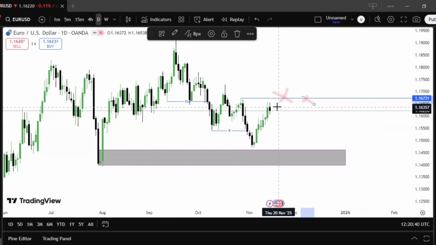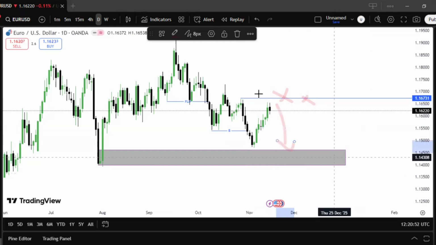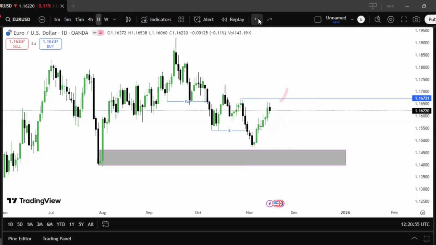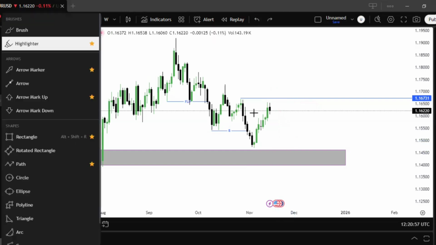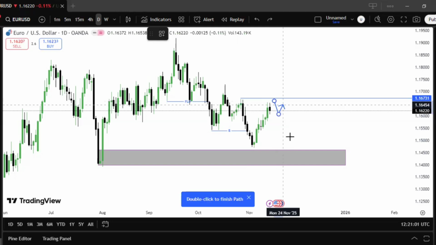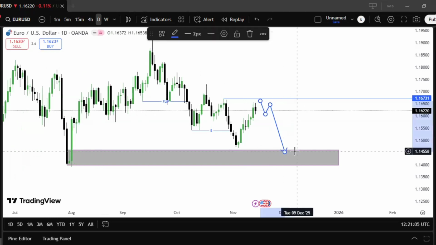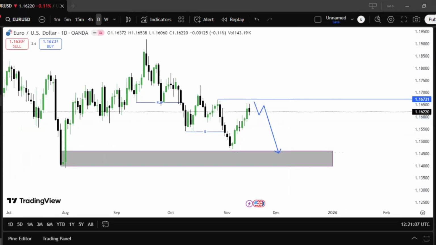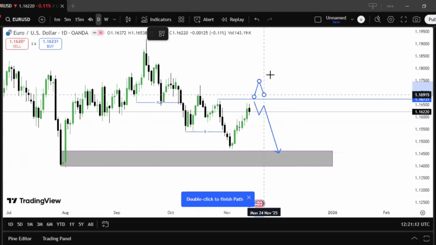So now we expect the market to give us something like a change of character on the lower time frame, let's say 4 hours or 15 minutes. If we get a change of character, then we continue to sell and target that demand zone. So let me just use a path so that you understand, guys. Like what I said, we expect the market to give us something like this, then we target this demand zone. And if we don't get any confirmation for sells, we wait for the market to break, then boom, then we target this high point here.